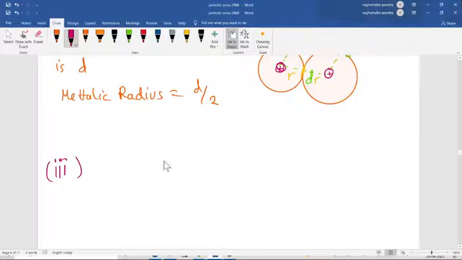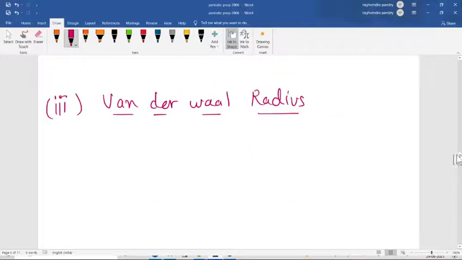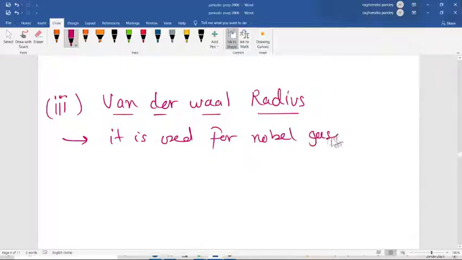Now the last one is called the van der Waals radius. Van der Waals radius, you have to understand. What is the van der Waals radius? Most of the time we use it for the noble gases. It is used for noble gases.